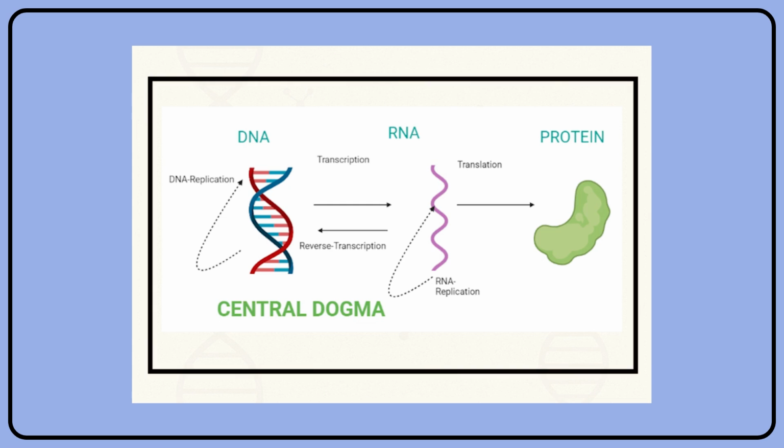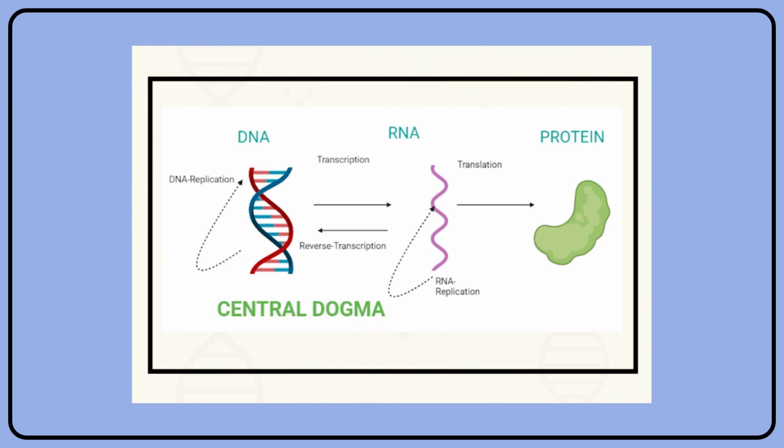Then we have the process of translation. The newly made RNA copy travels out of the nucleus into the cell's main workspace, which is the cytoplasm. Here, a cellular machine called a ribosome reads the RNA and assembles the final product, which is a protein. Proteins are the hard-working molecules that carry out nearly all the cell's main functions.